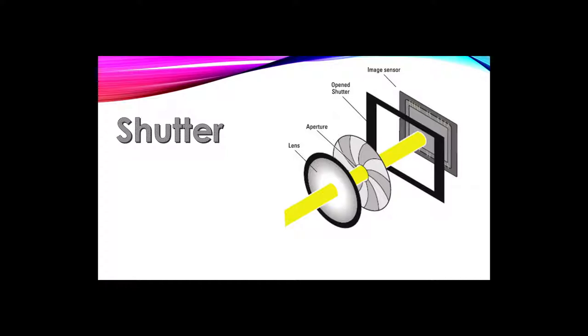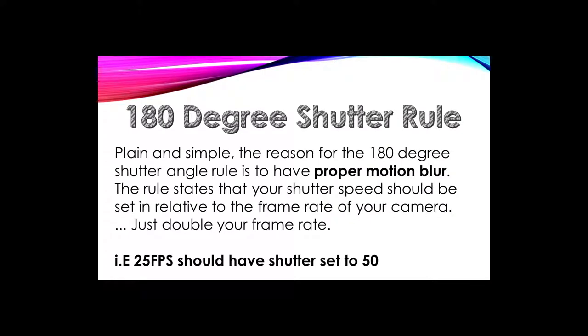Now for video, this is a little bit different, so I'm going to explain how it goes for video. There is the 180 degree shutter rule when we talk about setting the shutter for the camera. Plain and simple, the reason for the 180 degree shutter angle rule is to have a proper motion blur. The rule states that your shutter speed should be set relative to the frame rate of your camera. Basically, just double the frame rate of your camera.